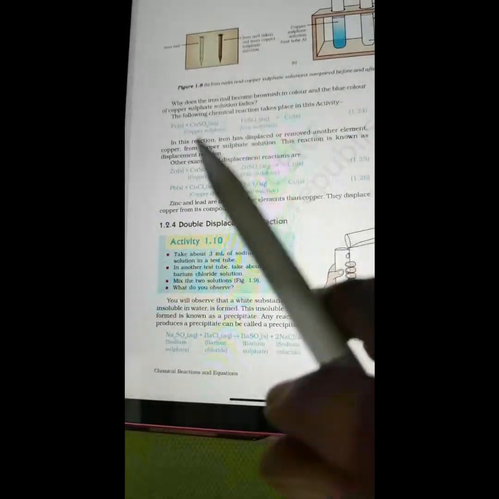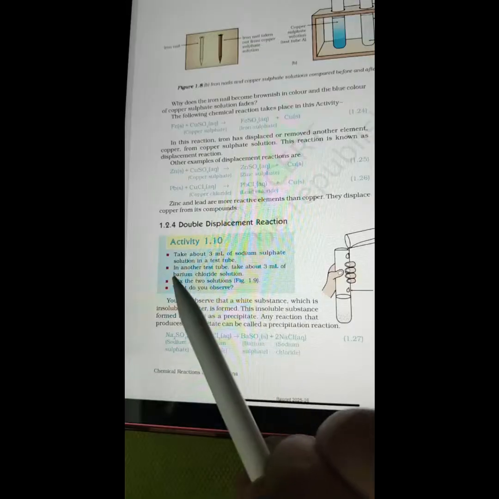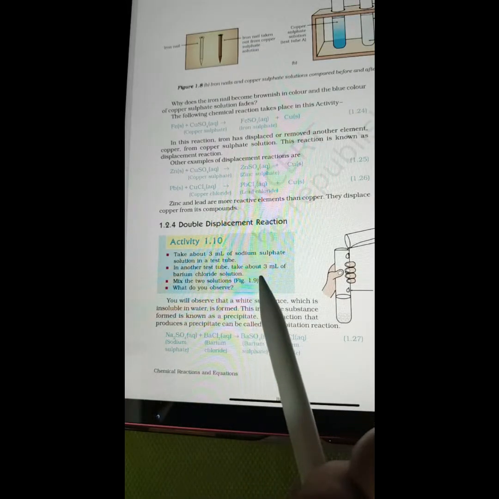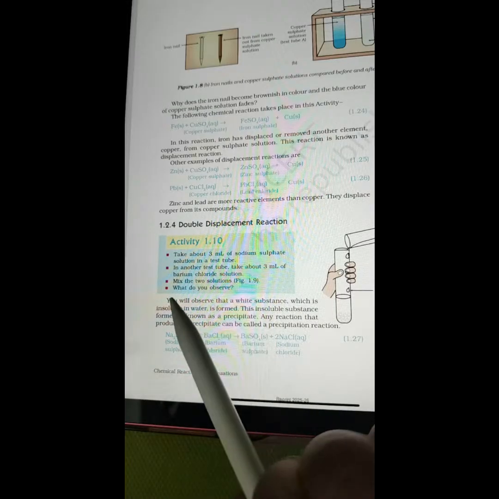1.2.4 Double displacement reaction. Activity 1.10. Take about 3 ml of sodium sulfate solution in a test tube. In another test tube, take about 3 ml of barium chloride solution. Mix the two solutions, figure 1.9. What do you observe?